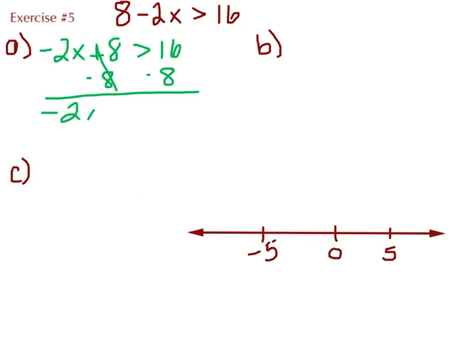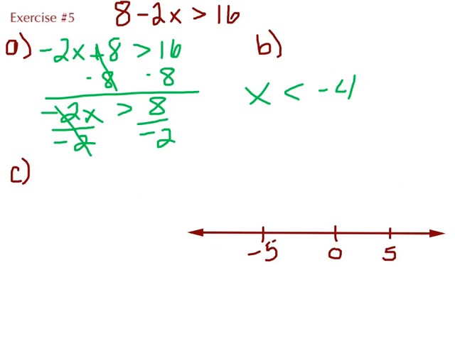Negative 2x is greater than or equal to 16 minus 8, which is 8. Now we're going to divide by negative 2. Divide by negative 2. X is going to be less than or equal to negative 4 is my correct answer.